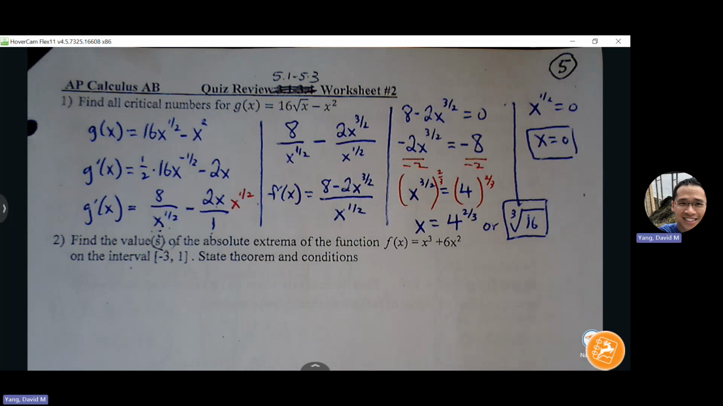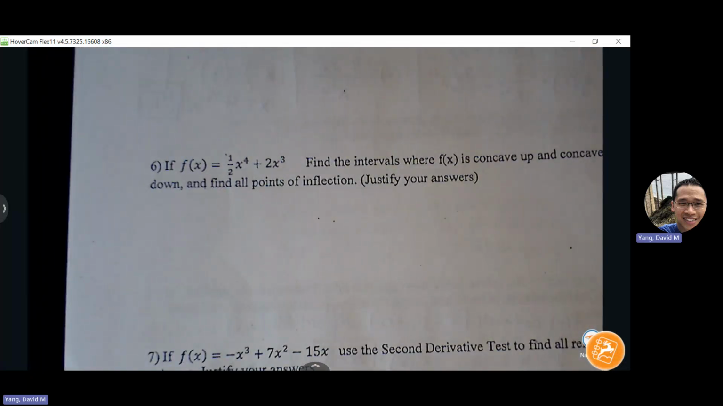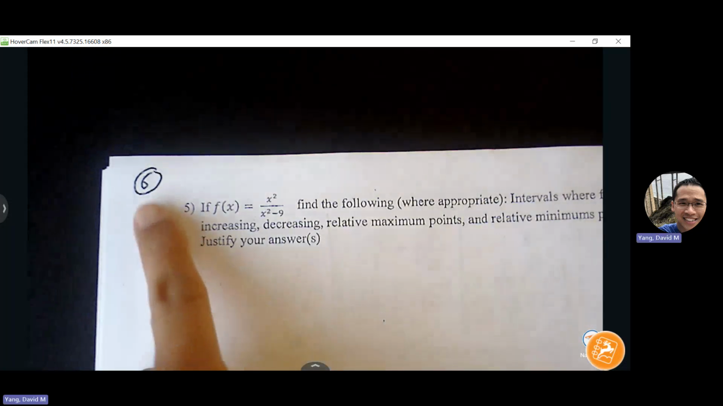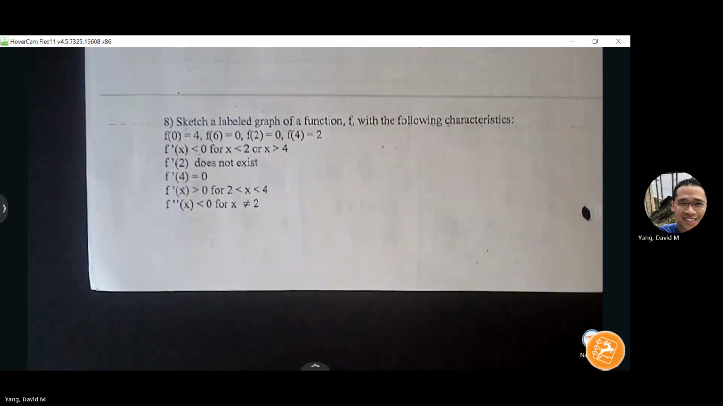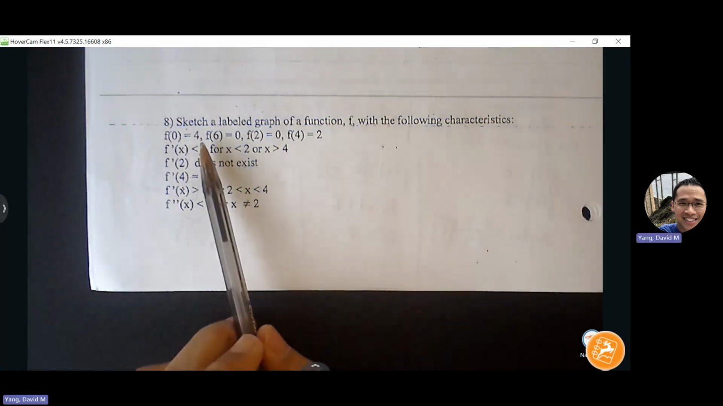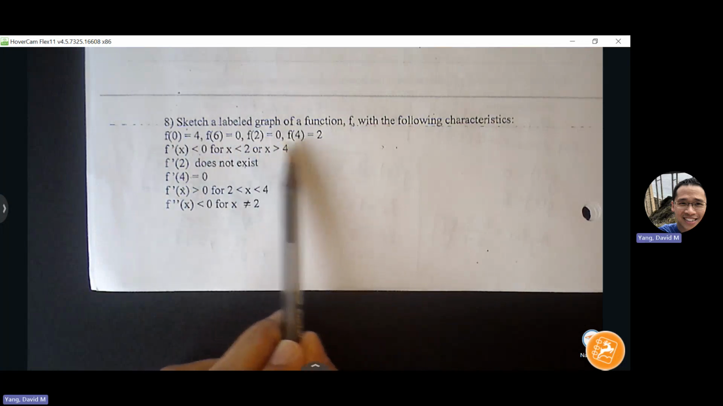Number 2 is another extreme value theorem. Maybe we can skip that one. Let's do another graphing one. So this is on page 6, number 8, sketching a graph. Page 6, bottom of the page. Okay, so it starts off easy, ordered pairs. We just plot all those points onto our graph.